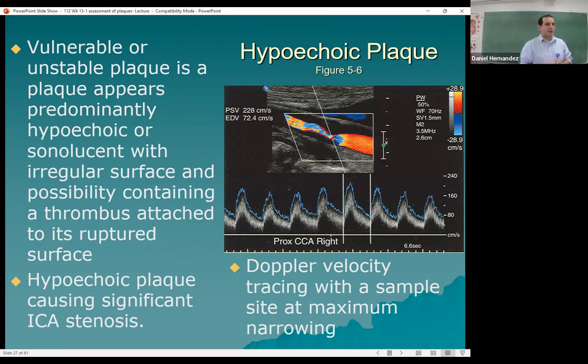Some plaques may appear very hypoechoic. So this is a nice example of some of those hypoechoic plaques. With 2D, you may not appreciate that plaque as being that significant because it's very hypoechoic, very dark. But when you put that color on, you all of a sudden realize that vessel is severely narrowed.